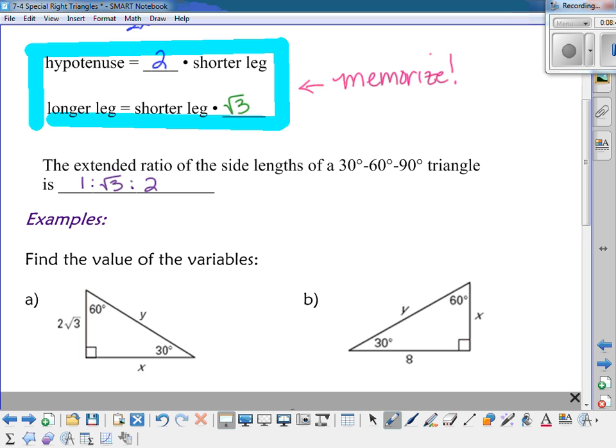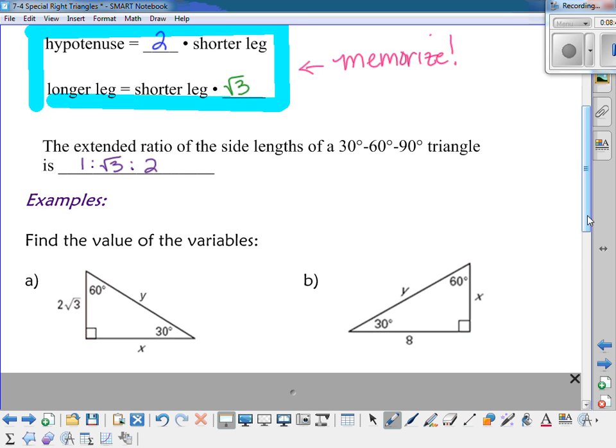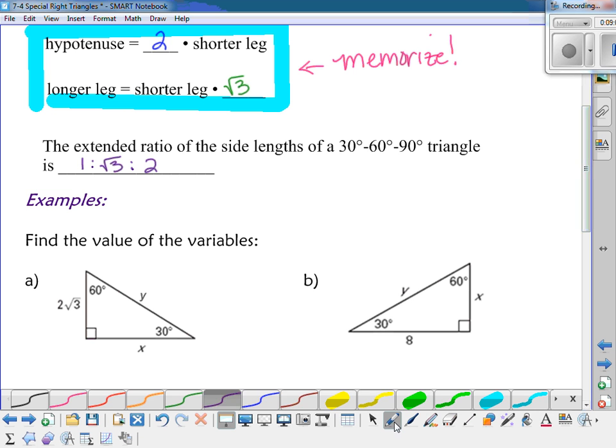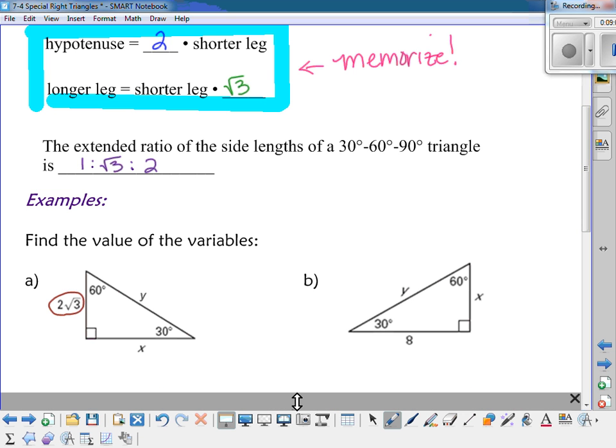So that's the extended ratio of the sides. Alright, so let's take a look here at some examples. We're going to find the value of the variables for each of these. So the first thing you want to do is stop and think about which one is the short leg and which one is the long leg and which one is the hypotenuse. So when you first start doing these problems, you might want to label them. The short leg is going to be opposite the 30-degree angle, because the shortest side is always opposite the smallest angle. So there's my short leg. Here's my long leg, opposite the 60-degree angles. And of course the hypotenuse is always opposite the right angle.